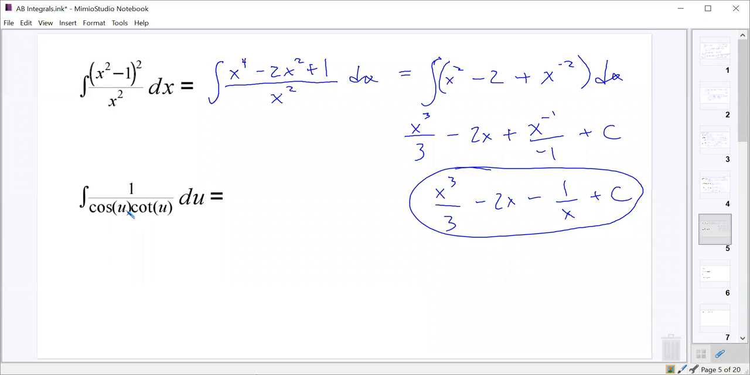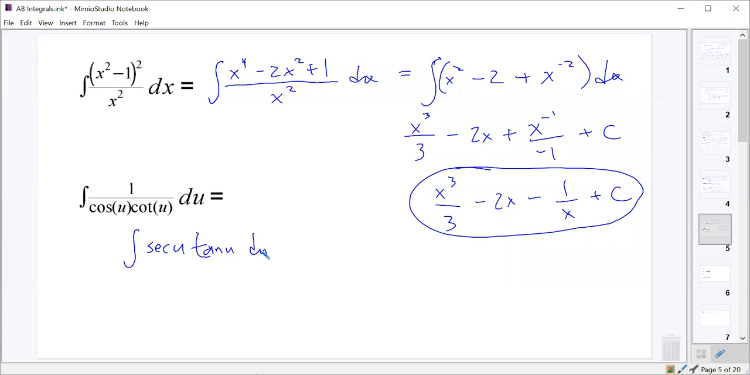Good. All right, what about this one? Do you immediately see an integral for that? Nope. So let's see if we can simplify. Let's try and get rid of the fraction first. Because that's kind of what we did in the first one, right? We just simplified it down to get rid of the fraction. So if I want to turn this into something without a fraction, what does that become? What's 1 over cosine? Secant. And what's 1 over cotangent? Tangent.